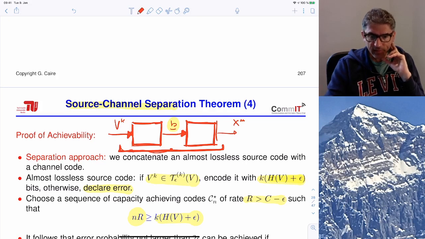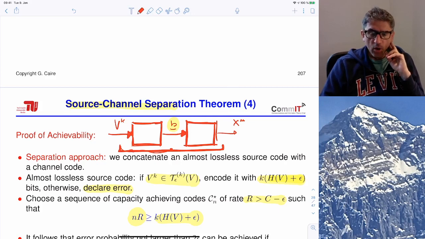Because in fact, it achieves the transmissibility condition. There is no penalty, at least asymptotically, for very large block length. And this is called, some people call it the Shannon separation principle, or Shannon source channel separation principle.